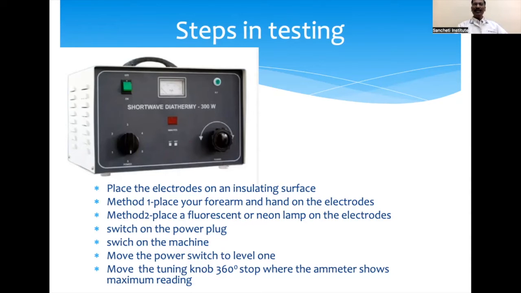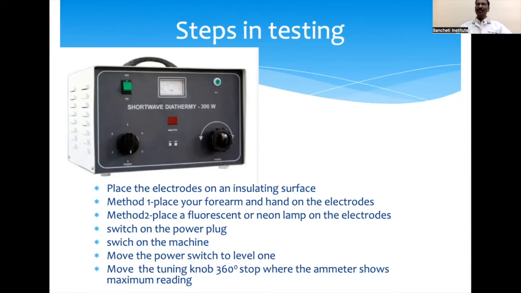Then you move the tuning knob 360 degrees to find a point where it shows you the maximum reading. The point where it shows the maximum reading is the point where the machine is tuned and it has maximum output. Simultaneously, you will feel more warmth in the hand when you are using method 1.